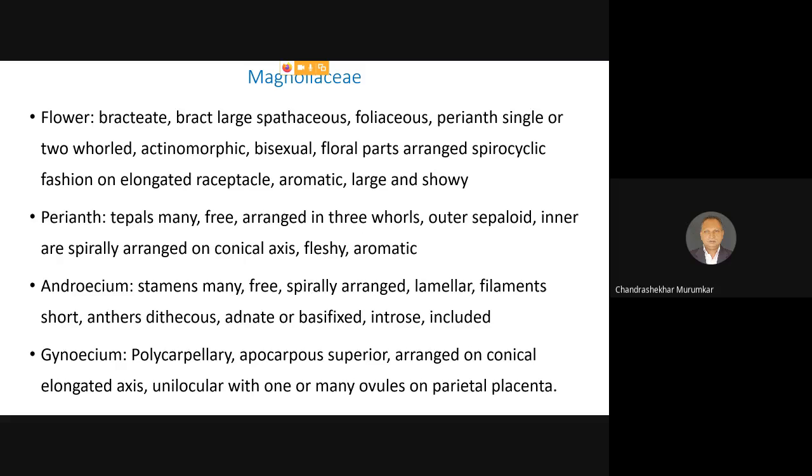This particular arrangement is called a lamellar stamen. That is, the stamens have an enlarged connective.